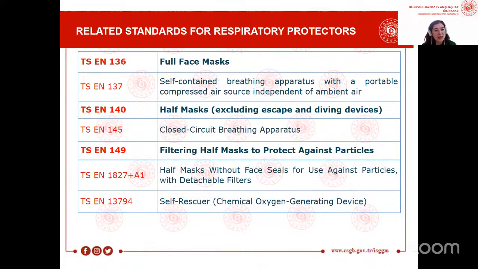The related standards for respiratory protectors are shown in the table. There is a TS/EN 136 standard. This is for full face masks. The TS/EN 137 standard is for self-contained open circuit compressed air breathing apparatus. And the TS/EN 140 standard is for half masks, excluding escape and diving devices. The TS/EN 149 standard is for filtering half masks to protect against particles and so on.